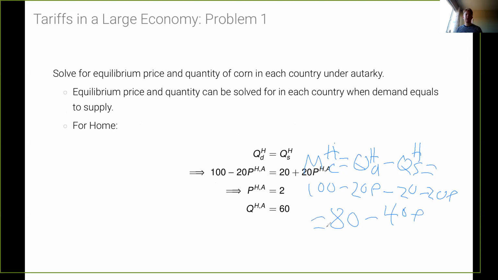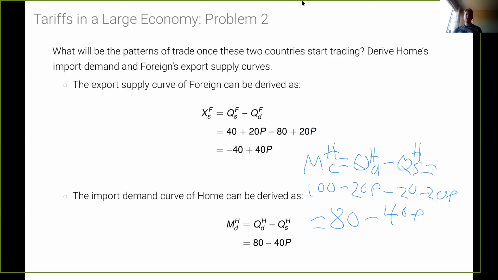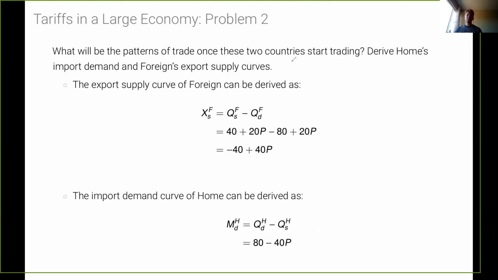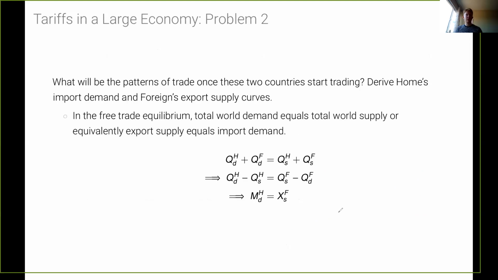And so let's go back and double check that I did the math right. That sort of vibes with what's on the slides. Okay, so that's how you derive home's import demand.